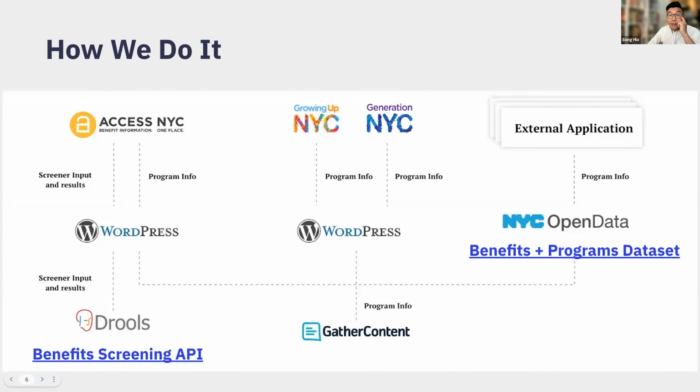And so how do we do all this? All the content for the program guides and that screening eligibility logic goes through a review process with our partners from over 90 governmental units, our liaisons. We collaborate using an editorial workflow and content management tool called Gather Content. And this content is pulled into our products, which are WordPress websites. And then we publish that content publicly as a data set here. And the screening criteria is implemented as machine-readable logic in rules. It's the rules engine that powers the screener and is available through the API.